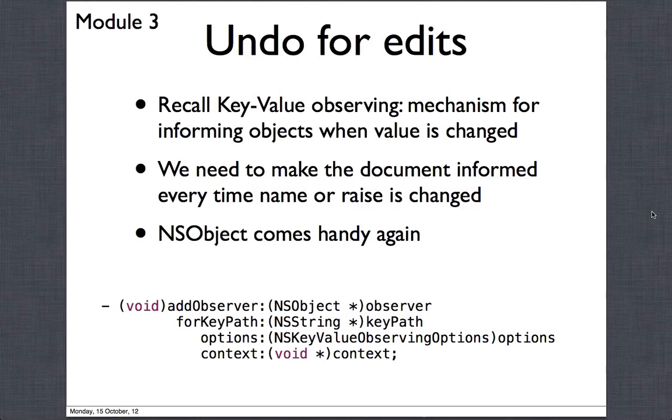Luckily, we have something in NSObject again. We have the method called addObserver, and it expects the observer, the object that will be observing a value. Then it expects the key path, and this is exactly like in key value coding. This is the string which will be a path that represents the name of the value that we want to observe. Then we want to pass some options, and those could include something like, do you want to get the old value as well? And the context is something else that you want to pass with this message.